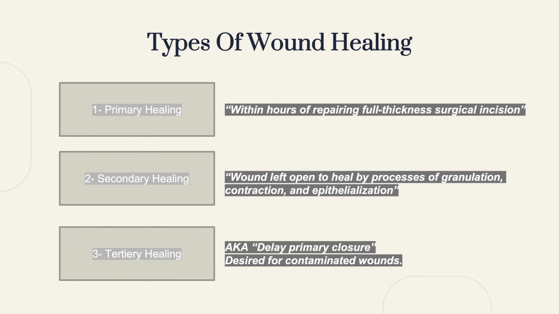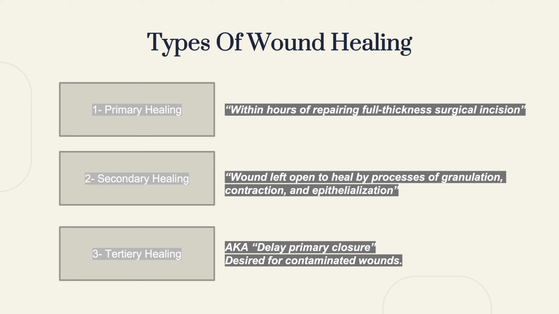So let's talk about the types of wound healing. What we tackled previously was the phases of wound healing. Now we're going to talk about the types. First is the primary healing. In primary healing, the main concept is that the surgeon approximates both edges of the wound together, and this happens within hours.